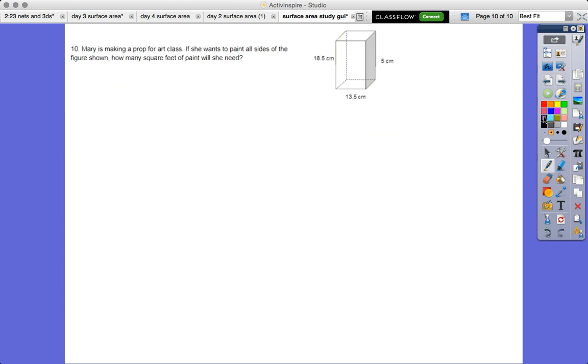The last one, Mary's making a prop for art class. If she wants to paint all sides of the figure shown, how many square feet of paint will she need? So we're just going to find the lateral area because it doesn't say she wants the top or the bottom. So we are just doing the sides. Let's do this front side. Guys, I see my base here, and I see my height of 18.5 here. So this width right here is going to be 5. I have to use context clues to figure that out.